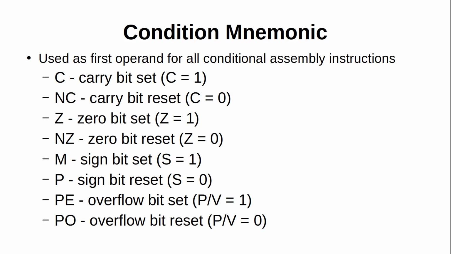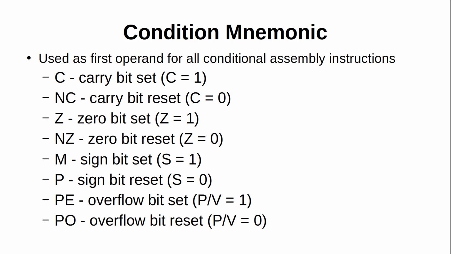If we want to check the opposite state, we use the NC mnemonic for not carry, as C equals 0. Similarly, Z and NZ are used for the 0 bit, for 0 or non-zero, which can also mean equal or not equal for comparisons. For the sign bit, we use M for minus, meaning S is 1, or P for plus when checking for S to be 0.